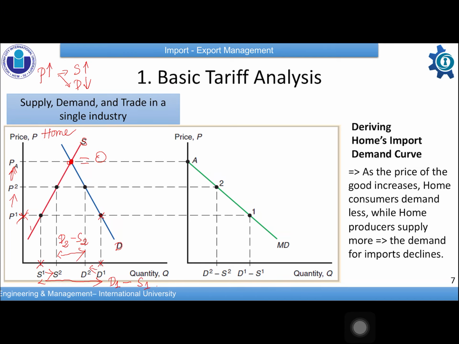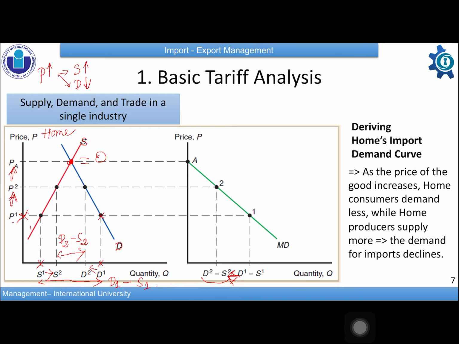So we can see that if the price increases from P1 to P2, the import demand will decrease from D1 minus S1 to D2 minus S2.